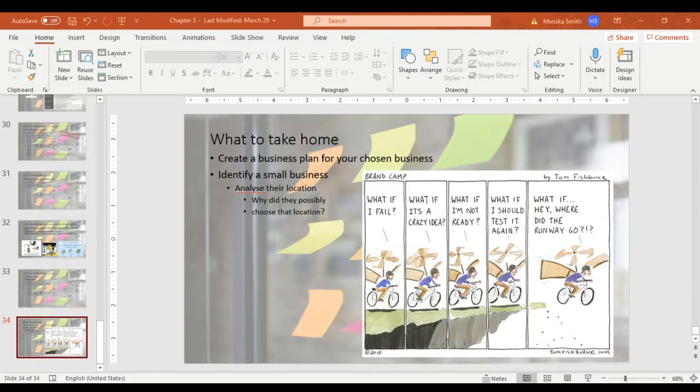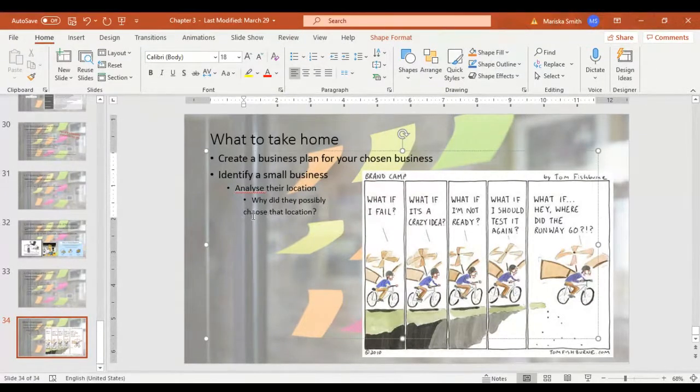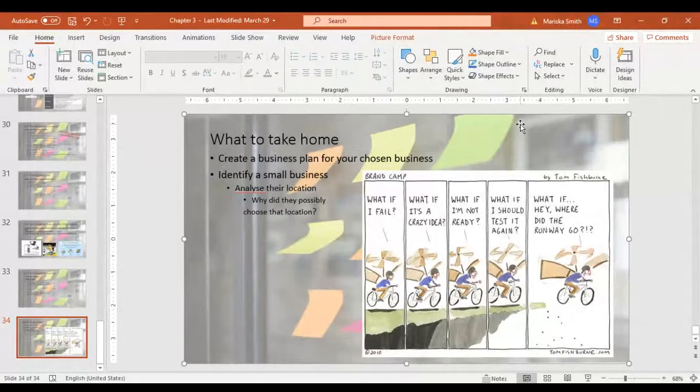Then I also want you guys to identify a small business, analyze their location, and then why did they choose that specific location. Let me just quickly fix this mistake of mine. Okay, so why do you think they chose that specific location? So just take a small business. Okay, any small business, you guys are maybe welcome to go to them and say, hi, I just quickly want to check, why did you guys open the shop here?